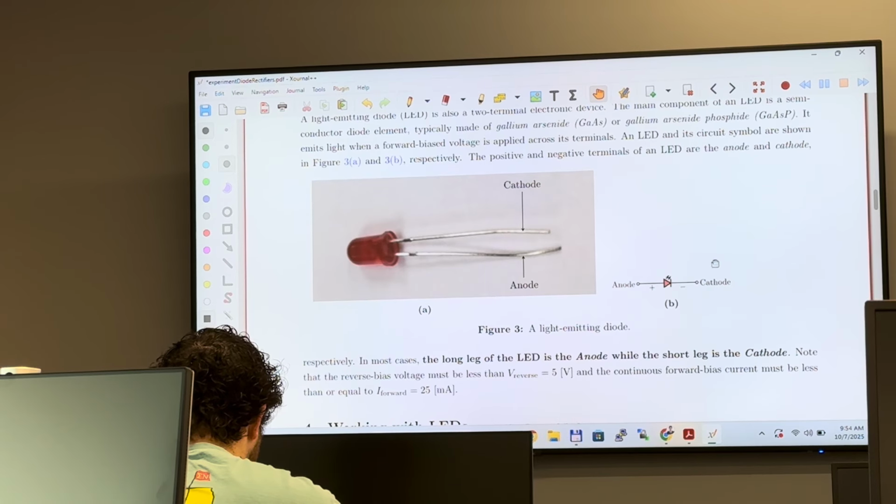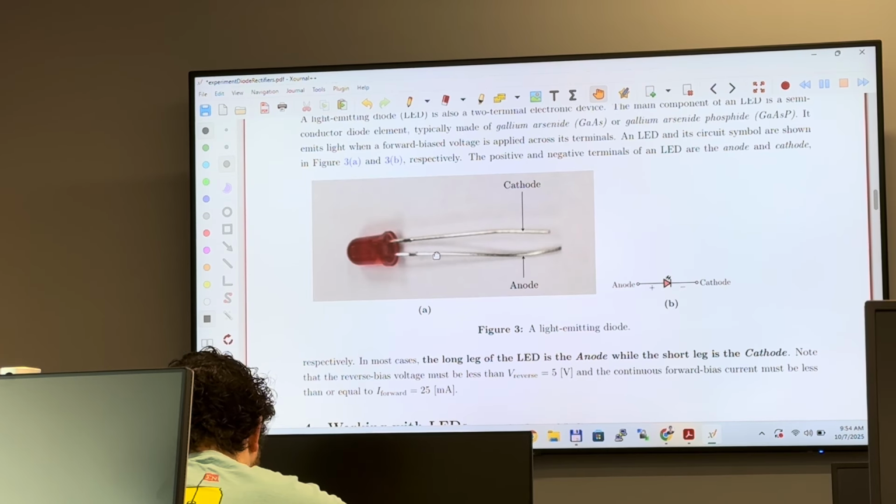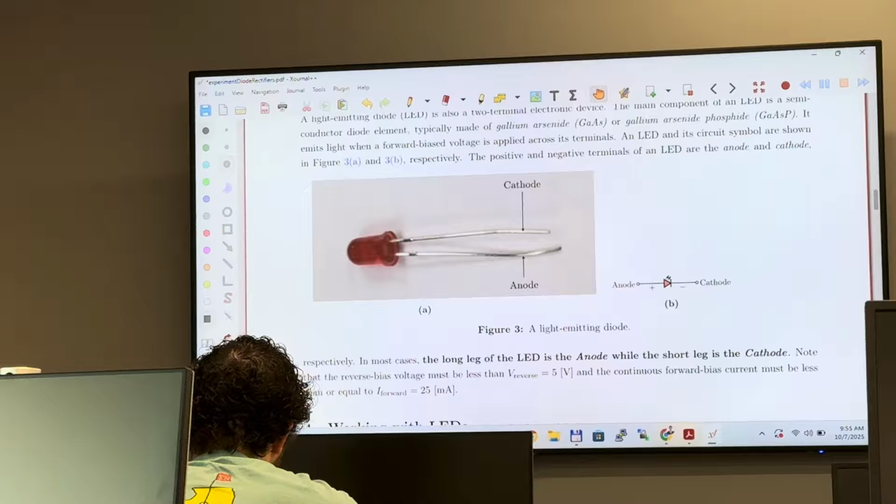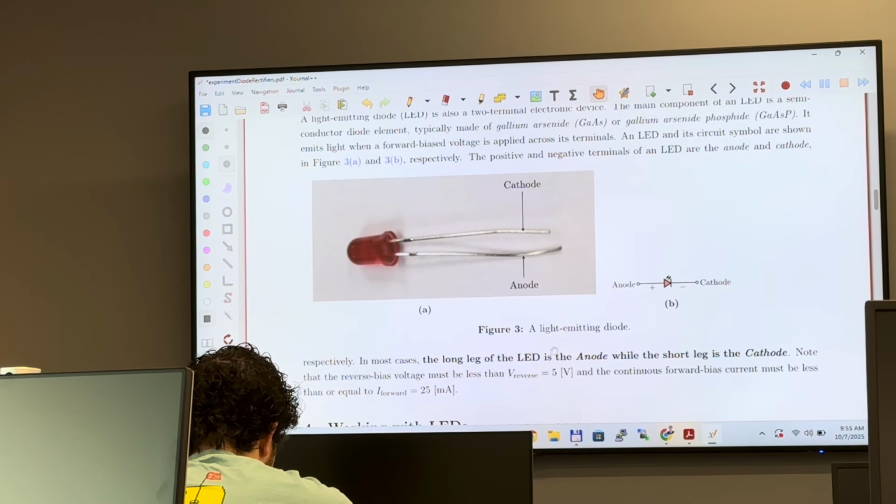Now we have some LEDs in the lab as well. Very similar operating principle, very similar to the diode. Of course, now it comes to Robin's question: if you do not put any resistance in series, high current will flow and this will burn the LED. So you have to put a resistance in series.